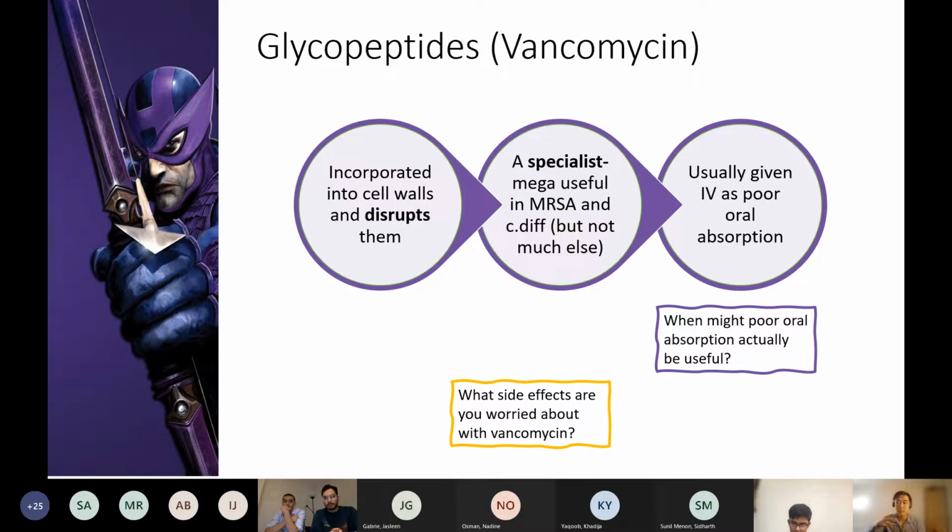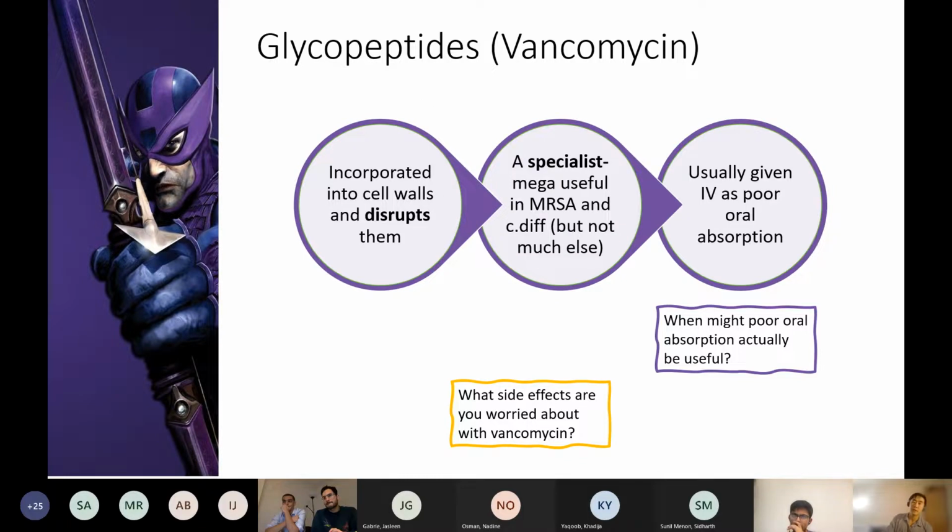And another useful thing is if you think about the arrow of Hawkeye that's going straight into the veins, it doesn't really get absorbed orally. So if you see vancomycin given for systemic infections, it's always given IV. However, can you think about when a poor oral absorption might actually be useful? What kind of infections would you see someone being given vancomycin PO? That was rapid. Well done, exactly. C. diff, well done, Matthew. So if you're thinking about C. diff infections which are in the gut, it's useful for an antibiotic to not be absorbed so it stays in the gut so it can target those bad bacteria.